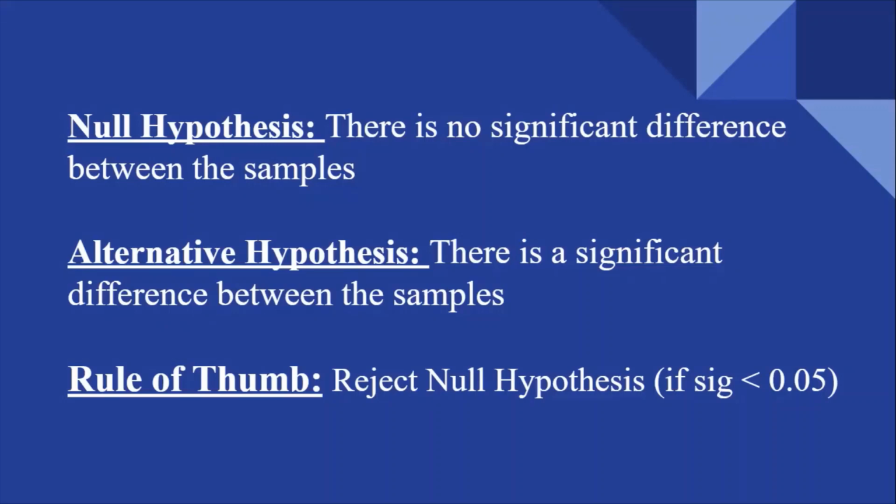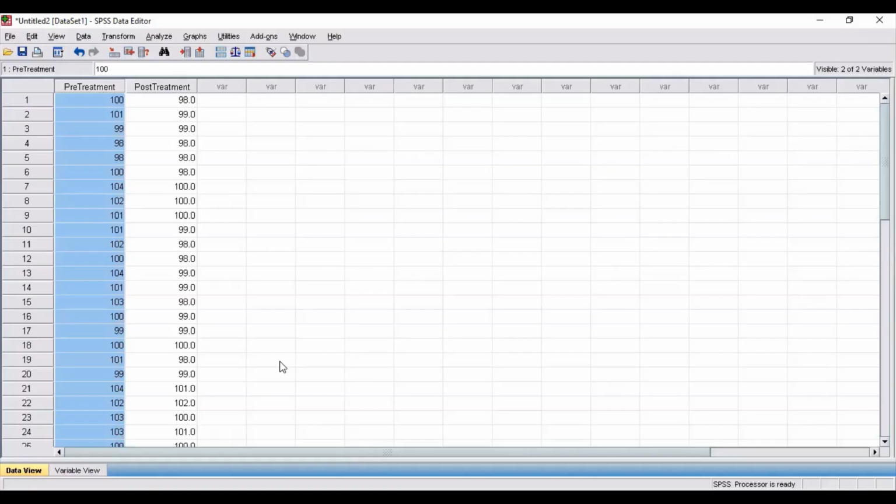Now, the rule of thumb in case of paired sample t-test is that we reject the null hypothesis if the significance level is less than 5% level of significance. Okay, now let's have a look at how you can run the paired sample t-test in SPSS.